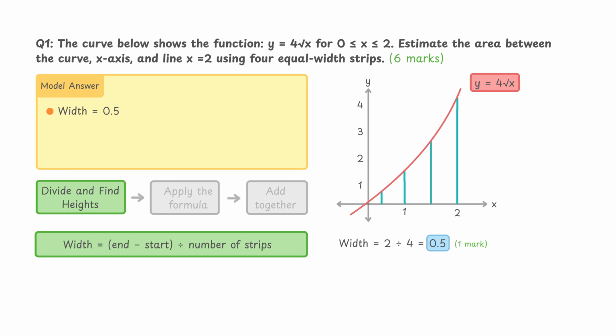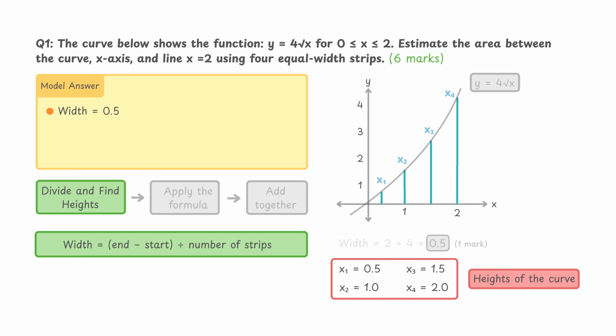Now that we have the width, we move to the next part of step 1, finding the x values. We start at 0 and move in steps of 0.5. So the x values are 0.5, 1.0, 1.5, and 2.0. These are the points where we will evaluate the function. Each of these values will give us the heights of the curve, which we will use in the trapezium formula. So at this stage, we have completed the first part of the process. We have divided the interval into equal strips and identified the correct x values.